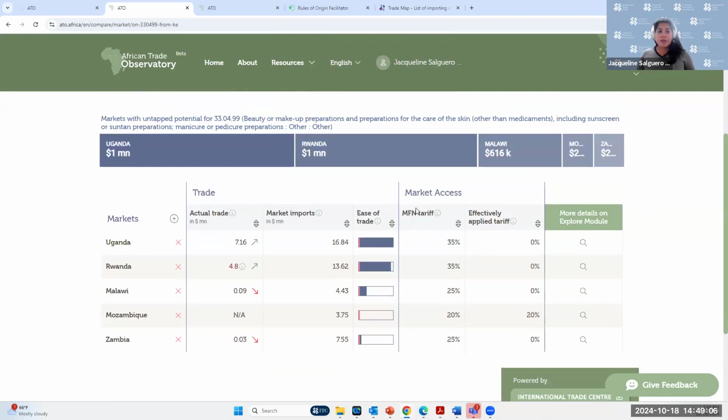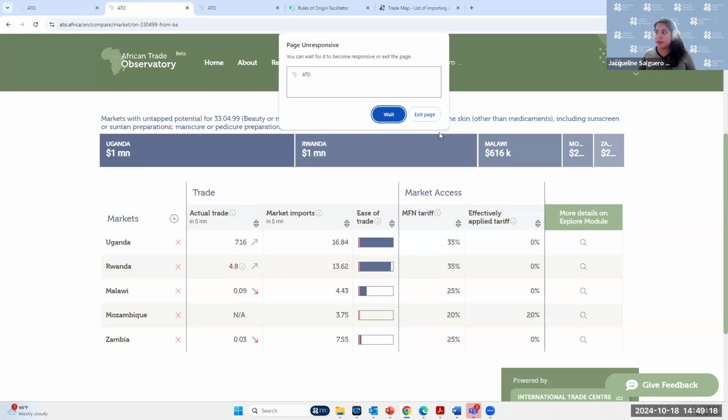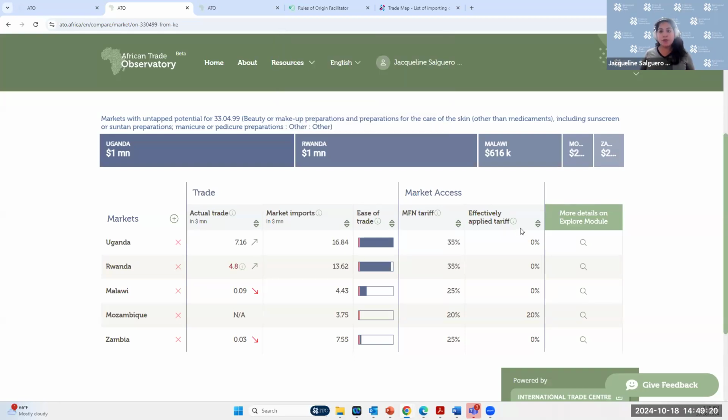In this case, the MFN is a tariff, if you recall, that is applied by all members of the WTO, or the World Trade Organization. That tariff might be applied to Kenya, to Uganda, to Rwanda. And for the effectively applied tariffs, sometimes we know that countries like to put agreements among them to facilitate trade. And therefore, the effectively applied tariffs tend to be lower than the standard one.